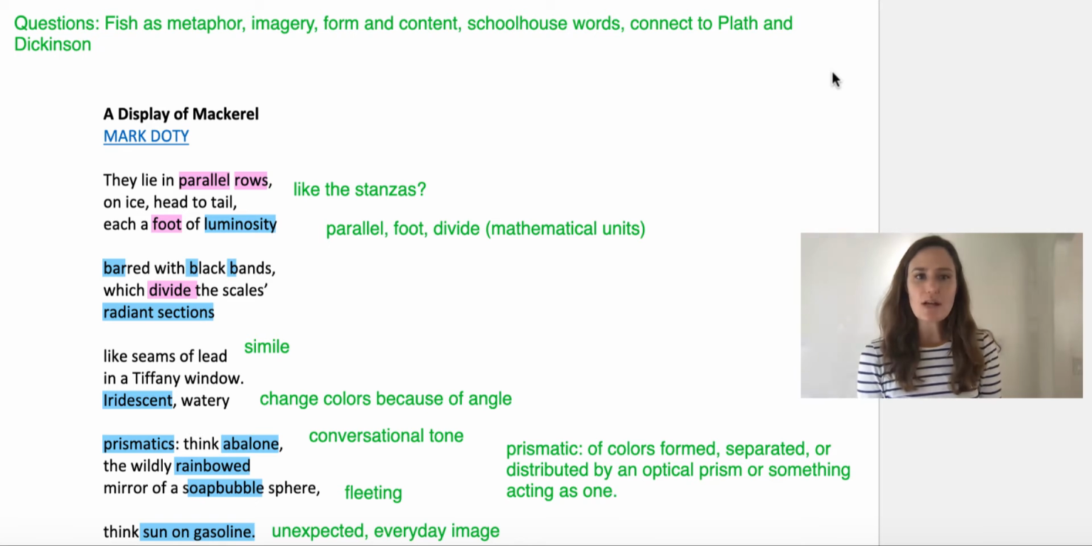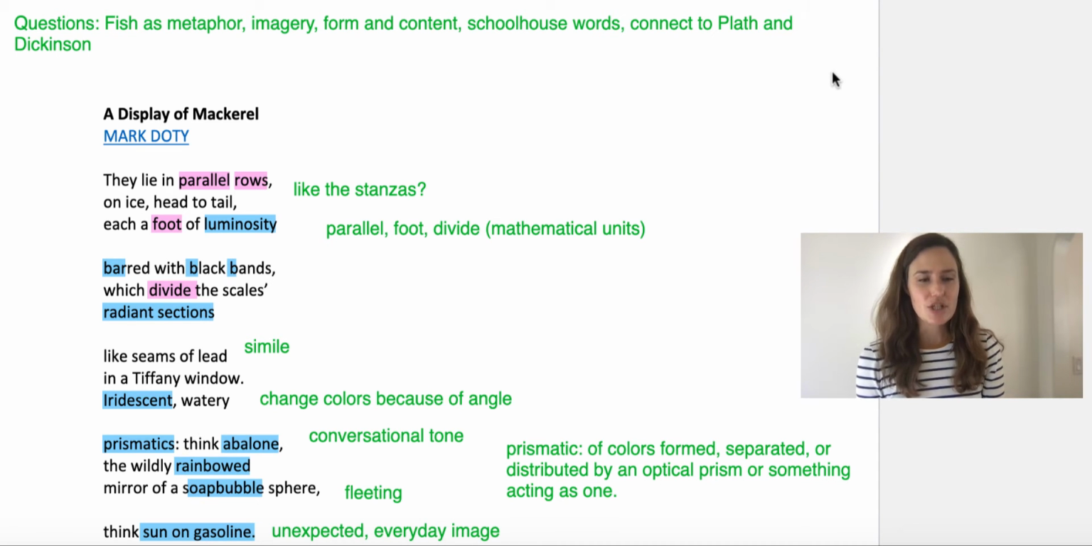What matters is they're functioning as some kind of unit. What I notice when I read the first stanza and get into the second and third is that there's a lot of mathematical or metrical imagery. Parallel, rows, foot, divide, sections, and then later on the word template. So there's a lot of words that make me think of a grid or math class or something very quantitative and measured. Why might that be? Well, maybe it connects to what he's saying about what the fish represent and also just how the fish look and how their scales look when they are displayed on ice at a grocery store.